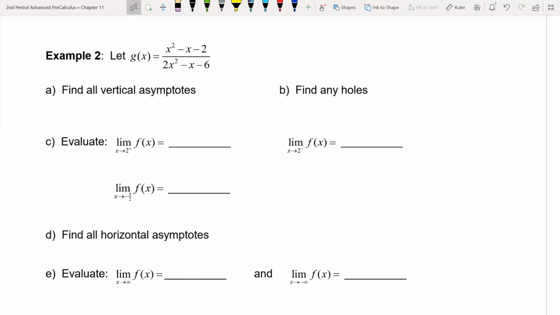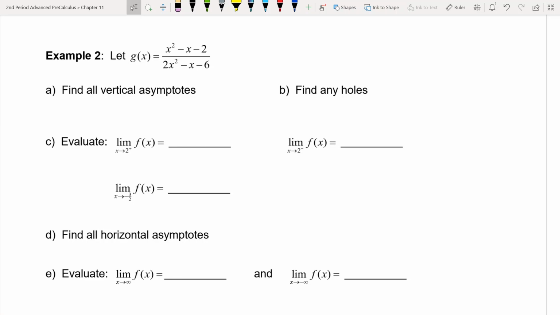I'd like for you to pause this video and try example 2 on your own. Pause. Unpause at this point. And let's go over the answer to example number 2. You want to find all these different asymptotes, holes, and graph it.